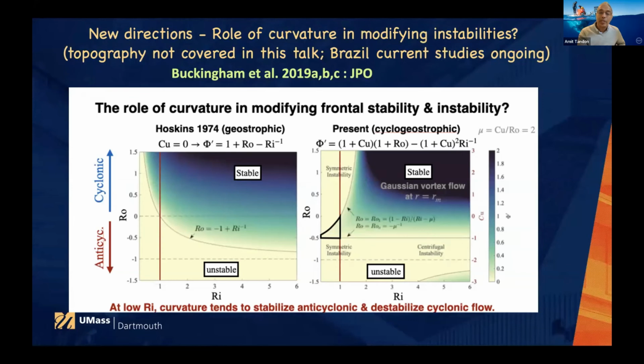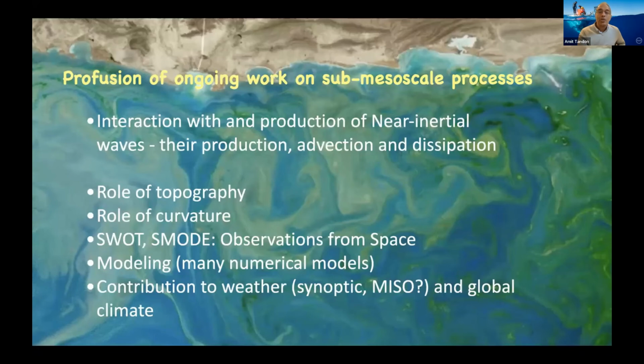There's also work that Mani and his student Suraj have done, Suraj's PhD thesis, which I think relates to some of this work. And we are currently making those connections now that Suraj is here in my lab. So I hope I've shown you that there's a profusion of ongoing work on sub-mesoscale processes. I did not get to talk about the role of topography and the role of curvature, but there's certainly a lot going on there.